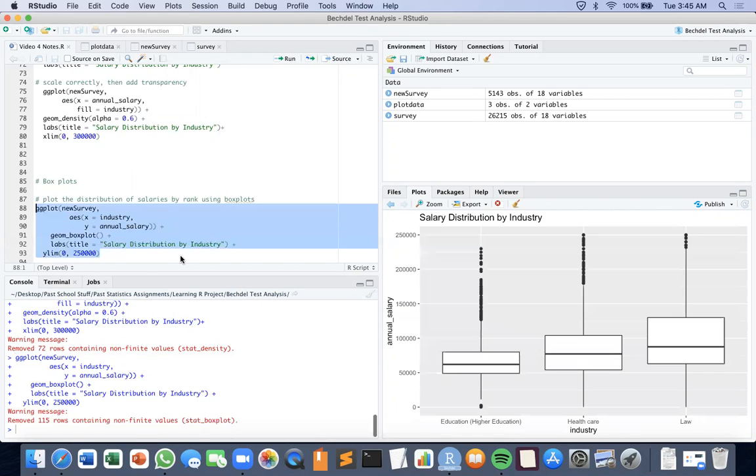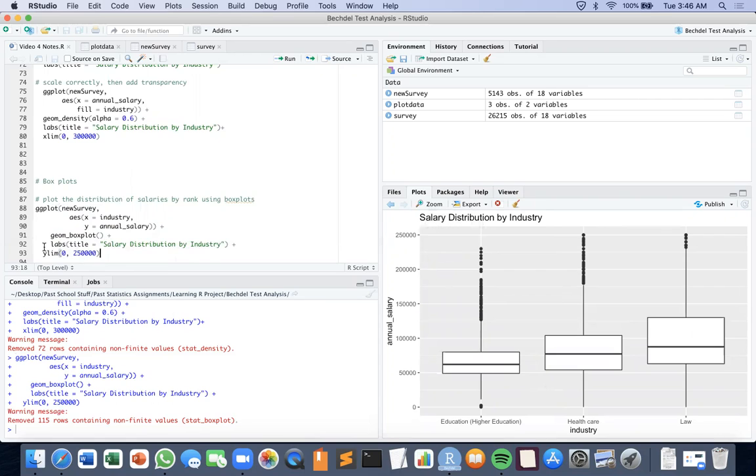So let's plot this. And I'm going pretty quickly through these, but all of this code is going to be available as usual in the description of this video. So hopefully that will allow you to go back and look at what I've done here. Here we have, again, salary distribution, same data, just plotted in a different way.